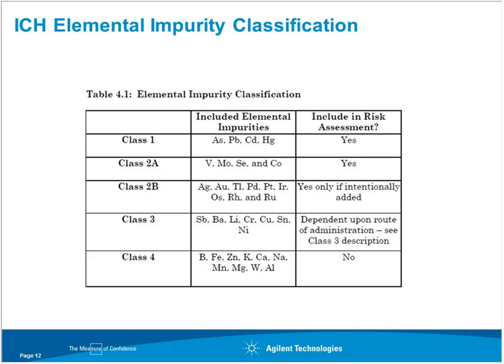And then ICH also added Class 4. This is kind of interesting because these additional elements don't need to be included in the risk assessment, and ICH states that these are commonly found at high concentrations. So there are some additional Class 4 elements that weren't included on the last table that we looked at.